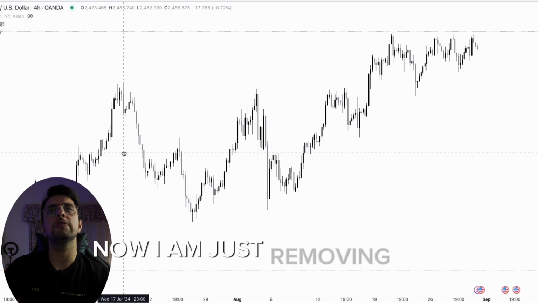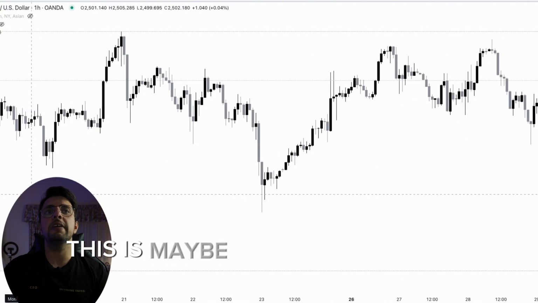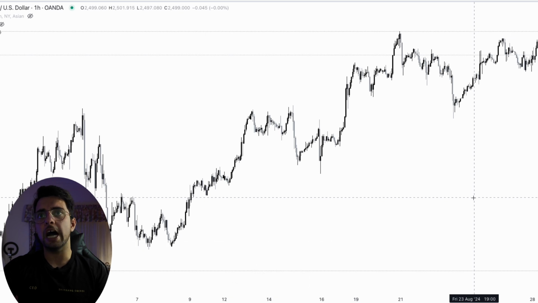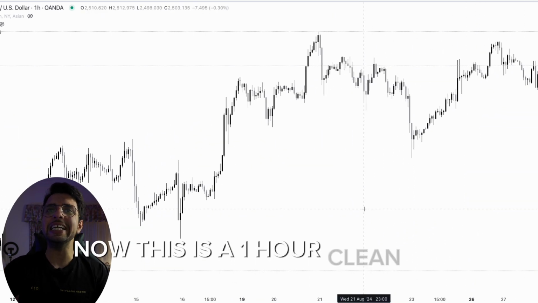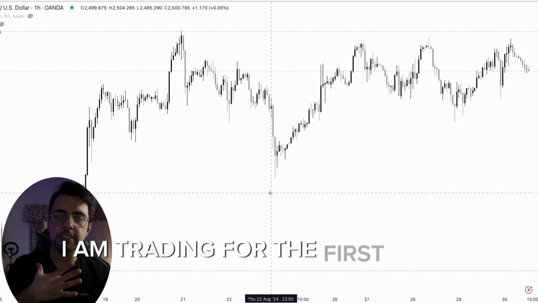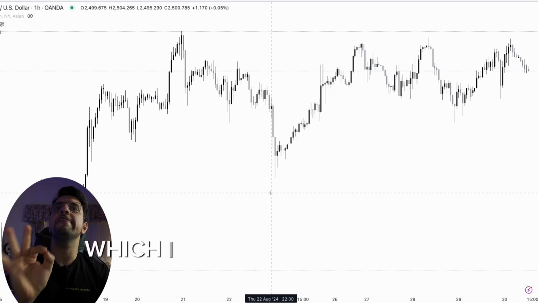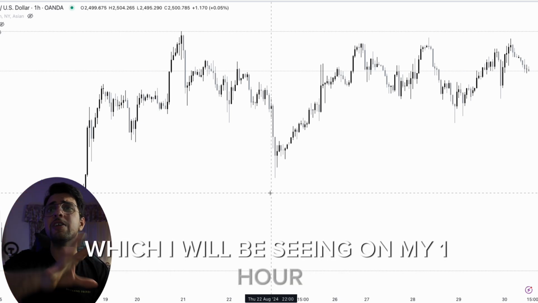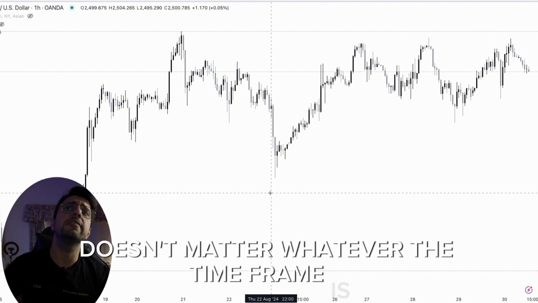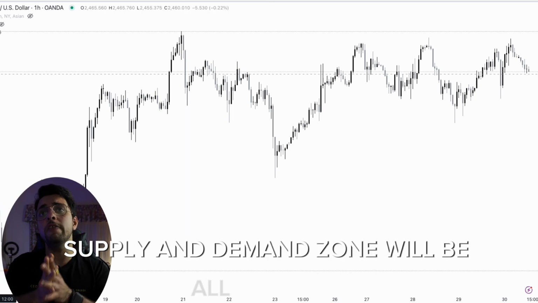Now I am just removing the drawings. This is a blank chart. Maybe we have tried on 4 hour, now let's try on the 1 hour time frame. Now this is a 1 hour clean time frame, and if I am a new trader trading gold for the first time, there will be only two things which I will be seeing on my 1 hour, 4 hour, 15 minutes, it doesn't matter. Whatever the time frame is, the concept of marking supply and demand zones will always be the same.